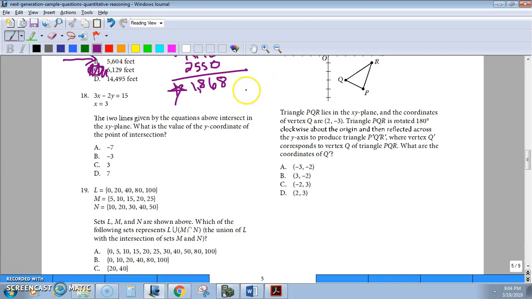3x minus 2y equals 15. x equals 3. So we just put that x right back in there, right? Instead of 3 times x, it's going to be 9. 9 minus 2y equals 15. Subtract 9 from each side. You get negative 2y equals 15 minus 9, which is 6. Divide both sides by negative 2 and you get what? Negative 3. B.